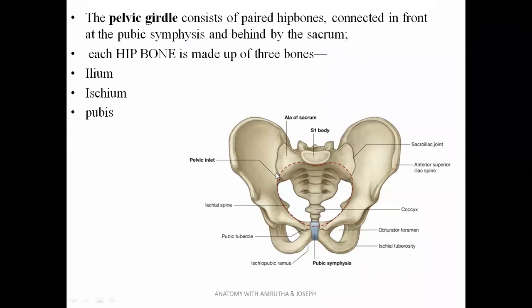The pelvic girdle consists of paired hip bones connected in front by the pubic symphysis and behind by the sacrum. So this is your pelvic girdle. You may have a confusion here. What is the difference between pelvic girdle and hip bone? I think you got it.